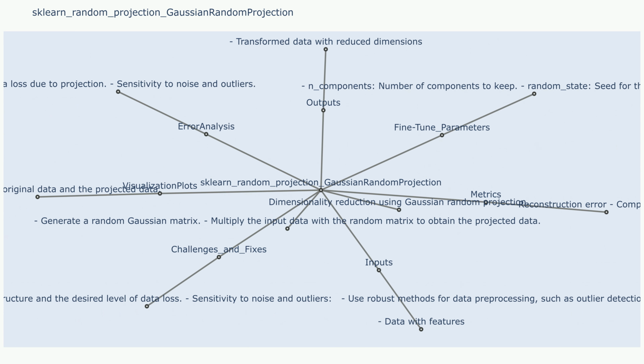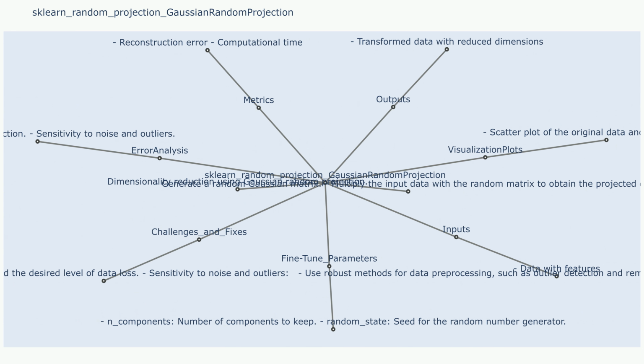Visualization plots. Scatter plot: a scatter plot can be used to visualize the projected data points in a lower dimensional space. This plot helps understand how the data is distributed after the projection. Pairwise distance plot: a plot showing pairwise distances between data points before and after projection can help visually assess the preservation of distances. Fine-tune parameters.